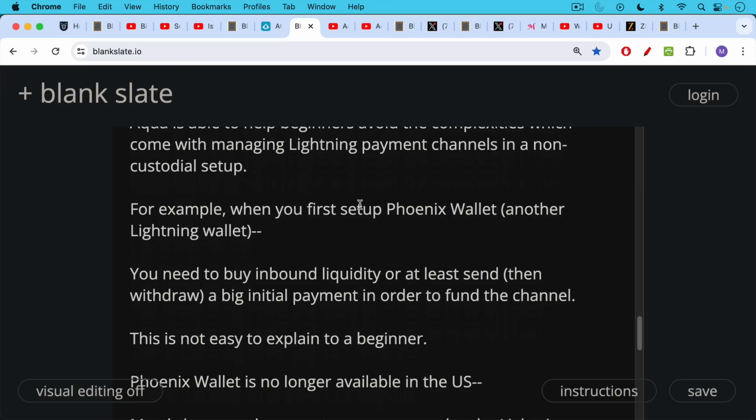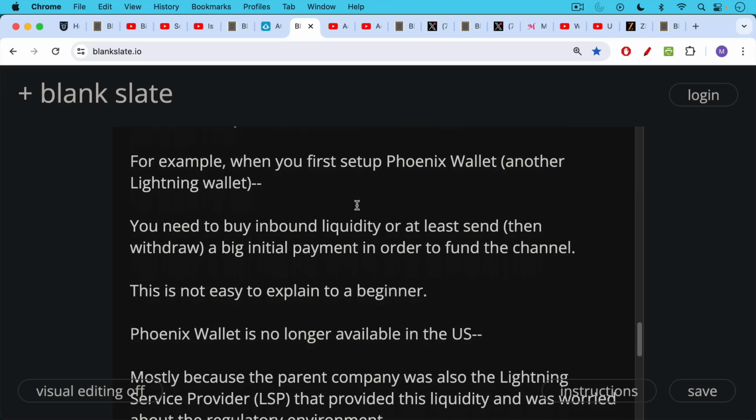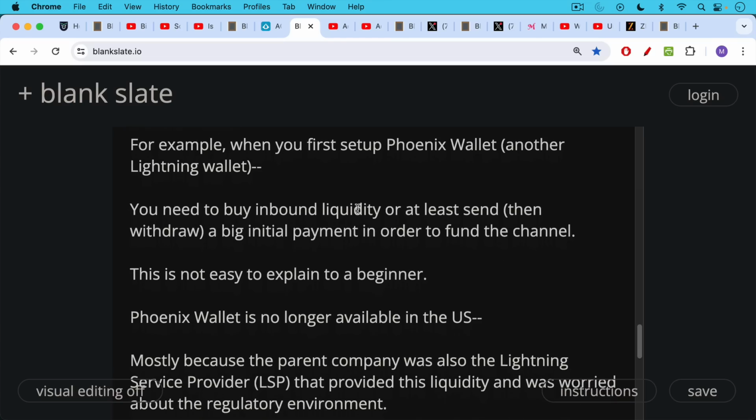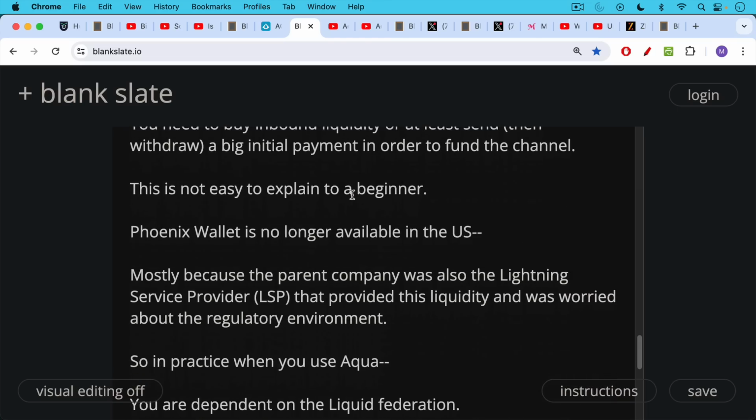I have a video about it out there, but this is one of the things that the Aqua wallet tries to avoid, having to deal with channels like this. As I said, Phoenix Wallet's no longer available in the US, and it's mostly not available because the parent company was also the main Lightning service provider, the main LSP that provided this inbound channel liquidity, and was worried about the regulatory environment, especially after the Samurai guys got in trouble.